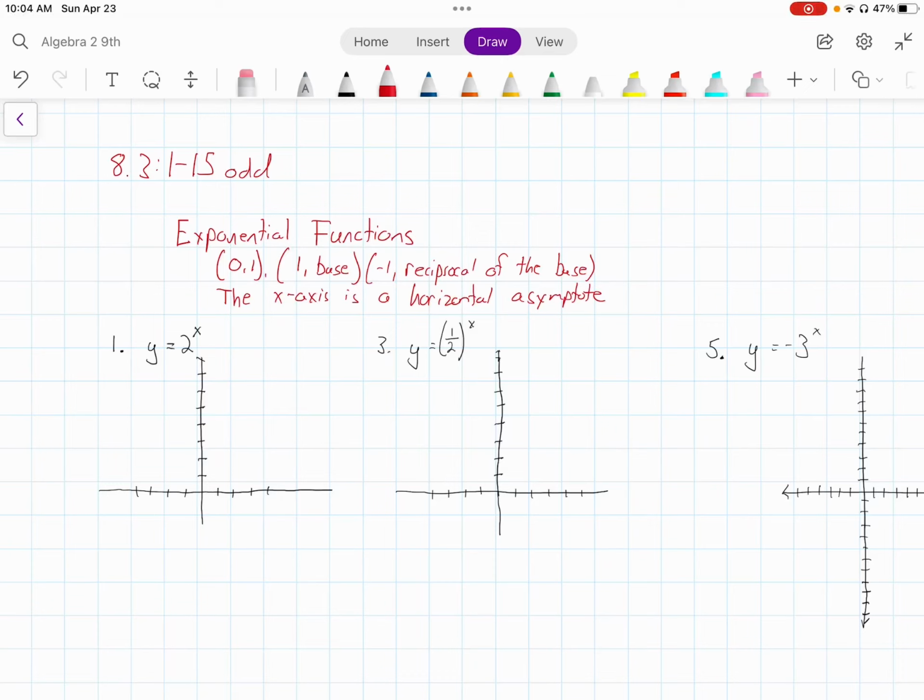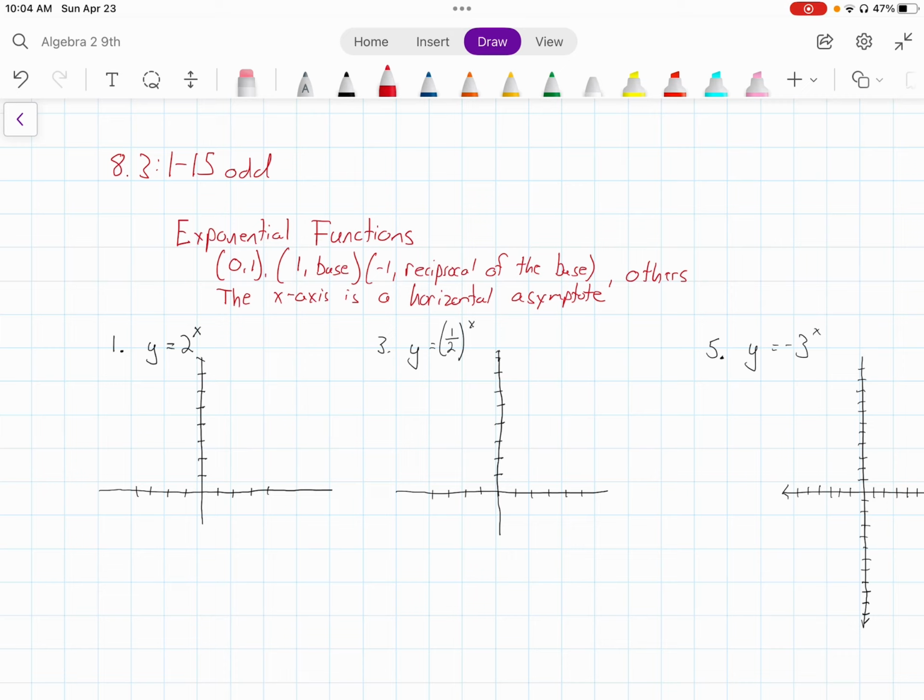We're going to work through our 8.3, 1 to 15 odd questions. The first several questions we are supposed to graph. So I just reminded us here of how we do this. First, we start by graphing 3 very important points. We can graph a few more if we need to. So I'll put others if it helps.